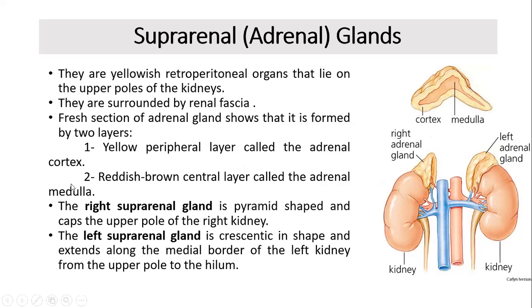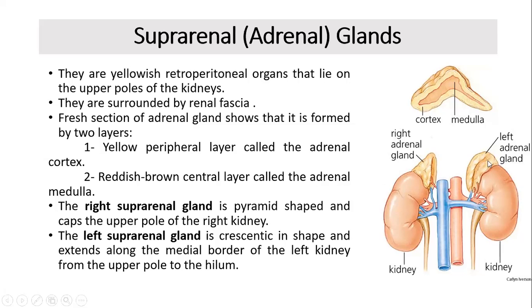Okay, the right suprarenal gland is pyramidal in shape. If you see the right kidney, above that is the right suprarenal gland. So this is almost pyramid in shape with three ends. Okay, and it caps the upper pole of the right kidney, it sits on the upper pole of the kidney. The left suprarenal gland is crescentic in shape.